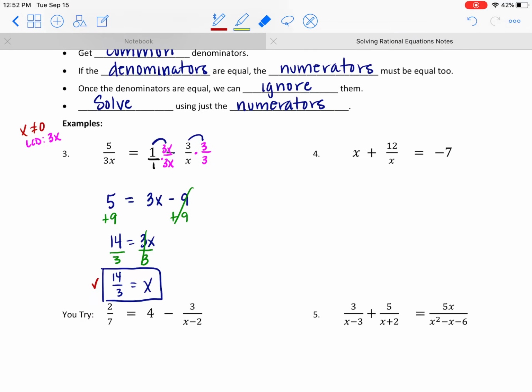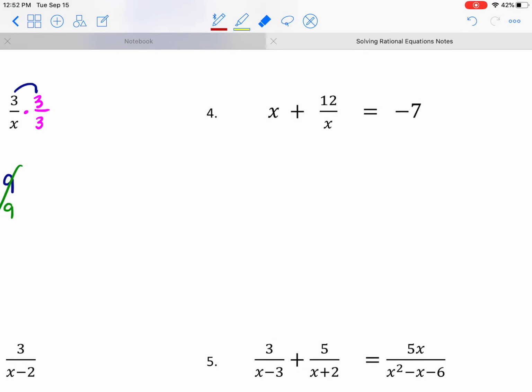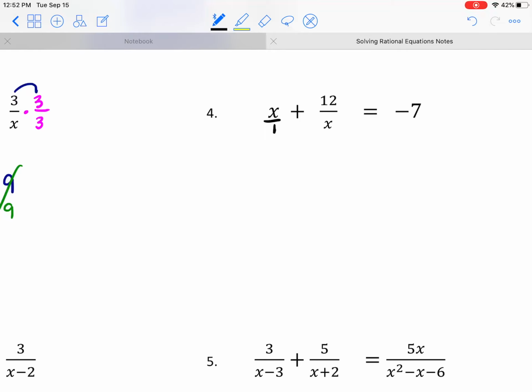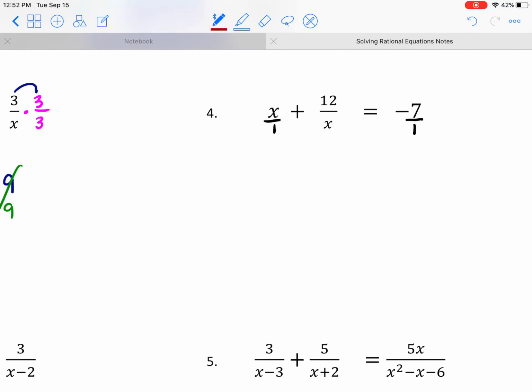All right, let's try another one like that. And let's not forget this time, and I say let's, it's me. Let me not forget this time to find our restrictions up front. So only one restriction. There's only one fraction here. There's only one restriction. X can't be 0. So x cannot equal 0. And then let's get our common denominator.